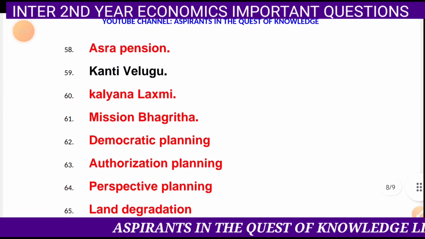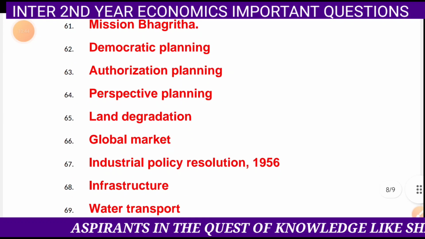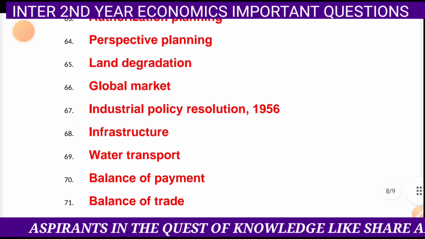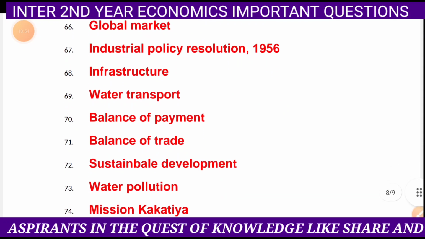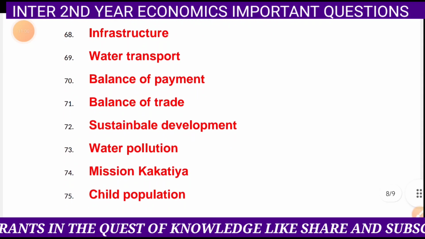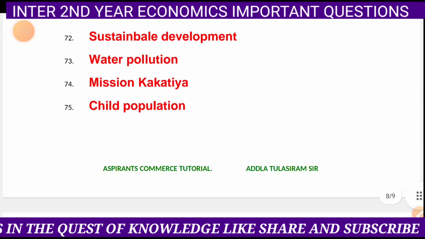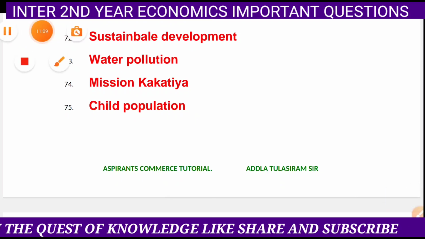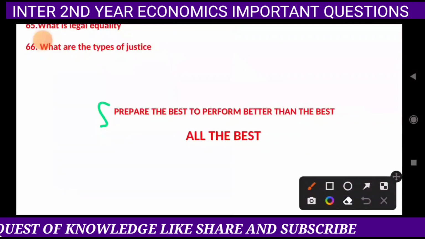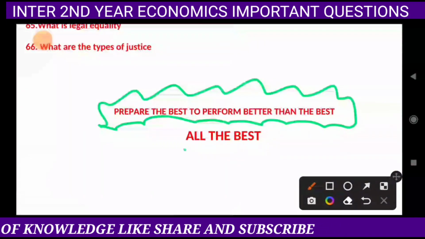Image Tower, Aasara Pension, Kanti Velugu, Kalyana Lakshmi, Mission Bhagiratha, democratic planning, authoritarian planning, perspective planning, land degradation, global market, industrial policy resolutions, infrastructure, water transportation, balance of payments, balance of trade, sustainable development, water pollution, Mission Kakatiya, child population. Prepare the best to perform better than the best in the exam.